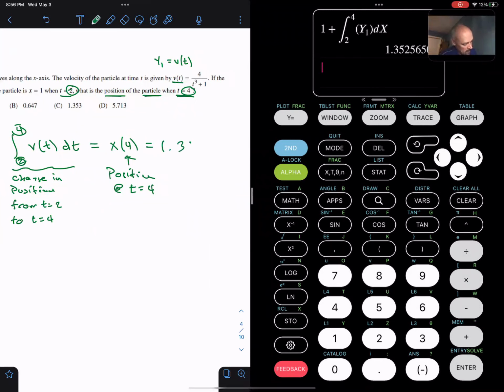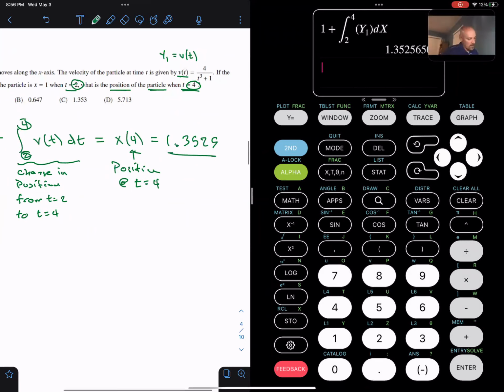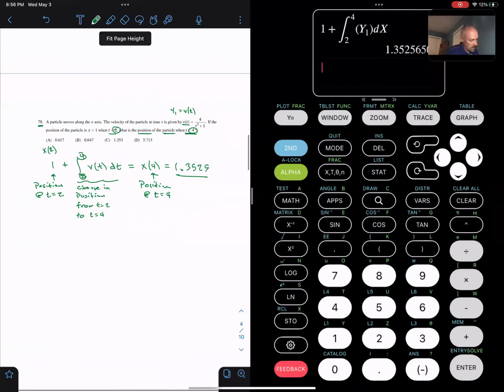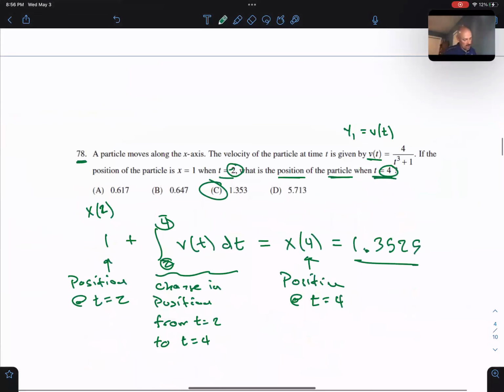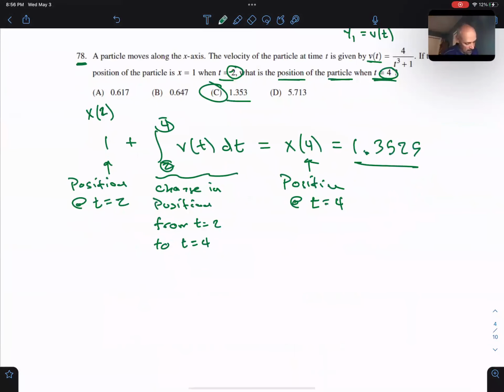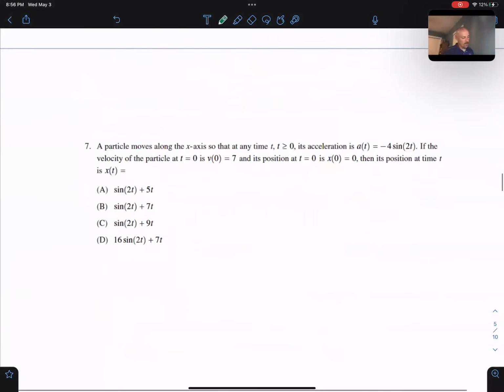1.3525. Just practicing for my 4 places truncated for the free response. And please be an answer, please be an answer. Looks like my answer is C. Bada boom, bada bing. All right, all right. All right, particle motion. I like it. Application of the integral.